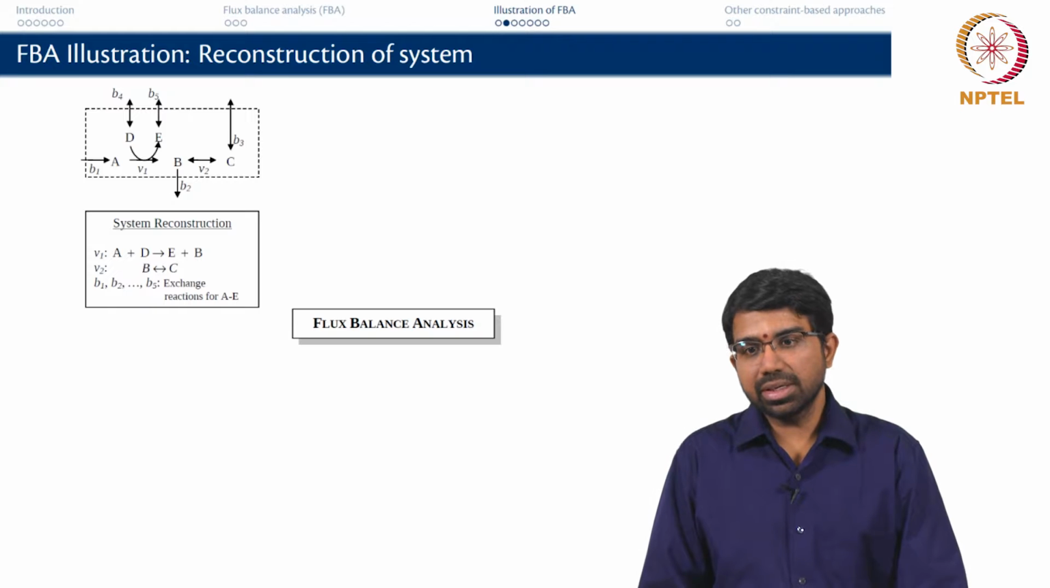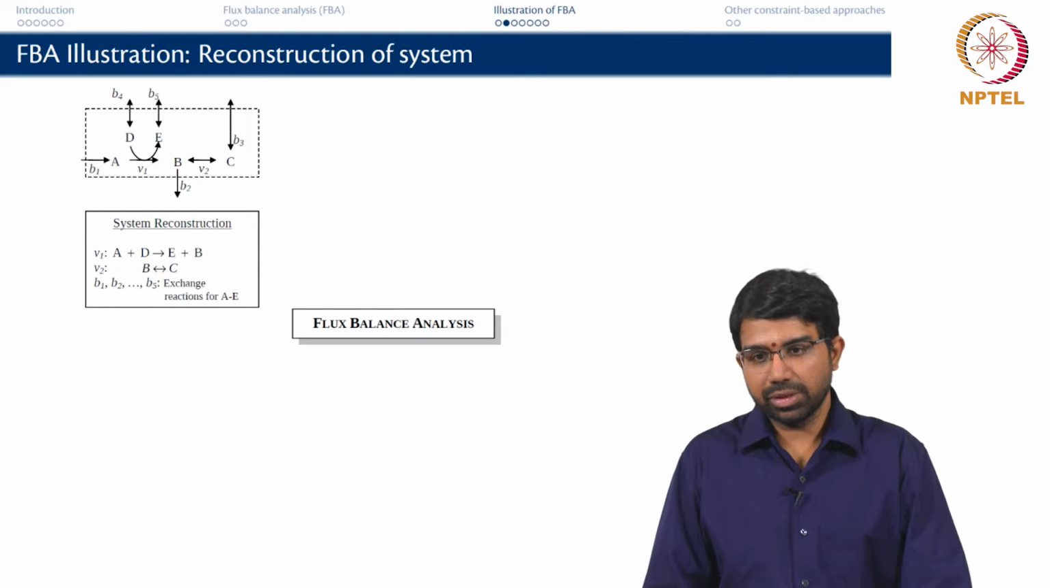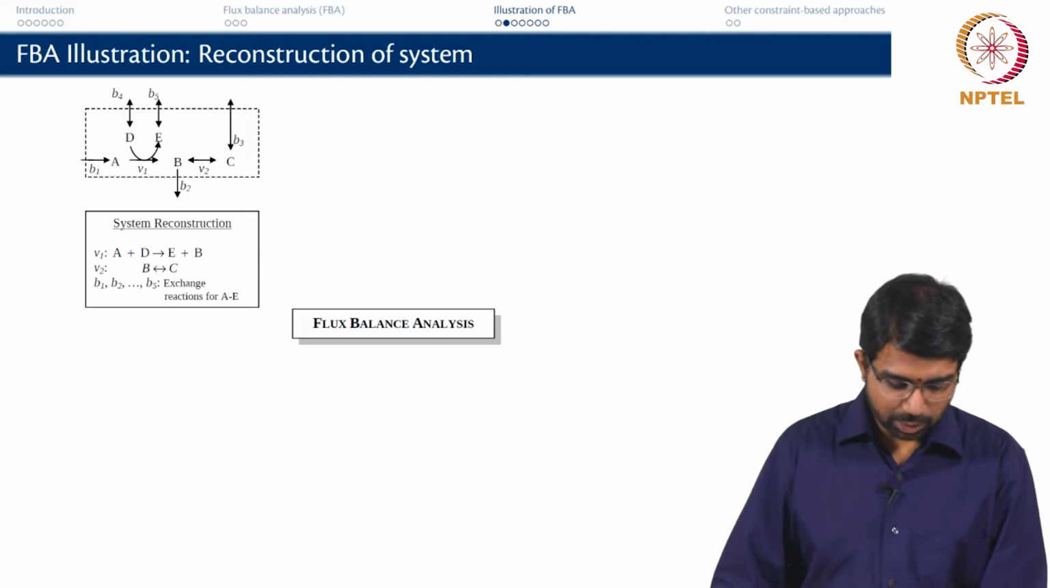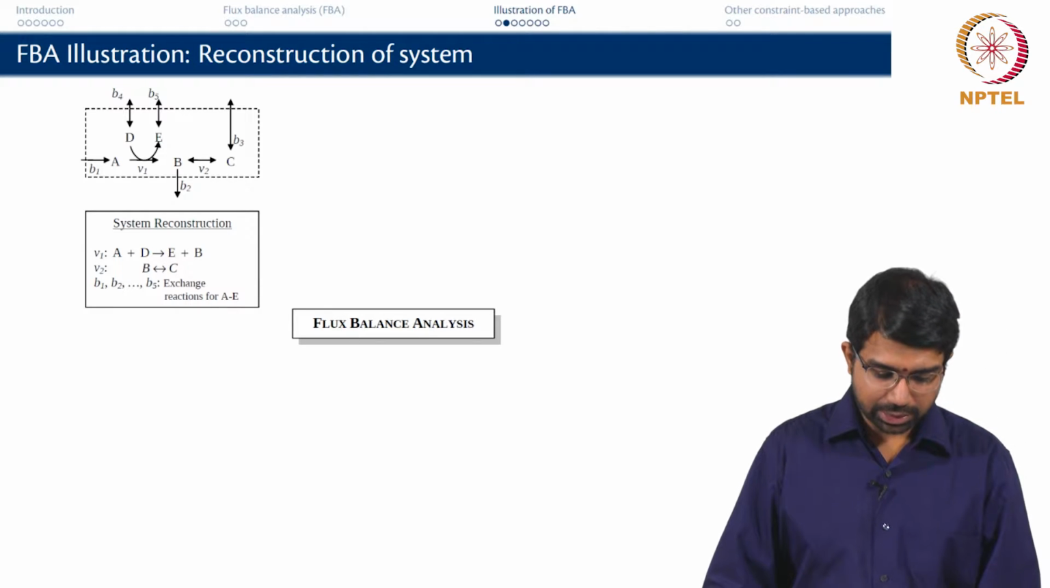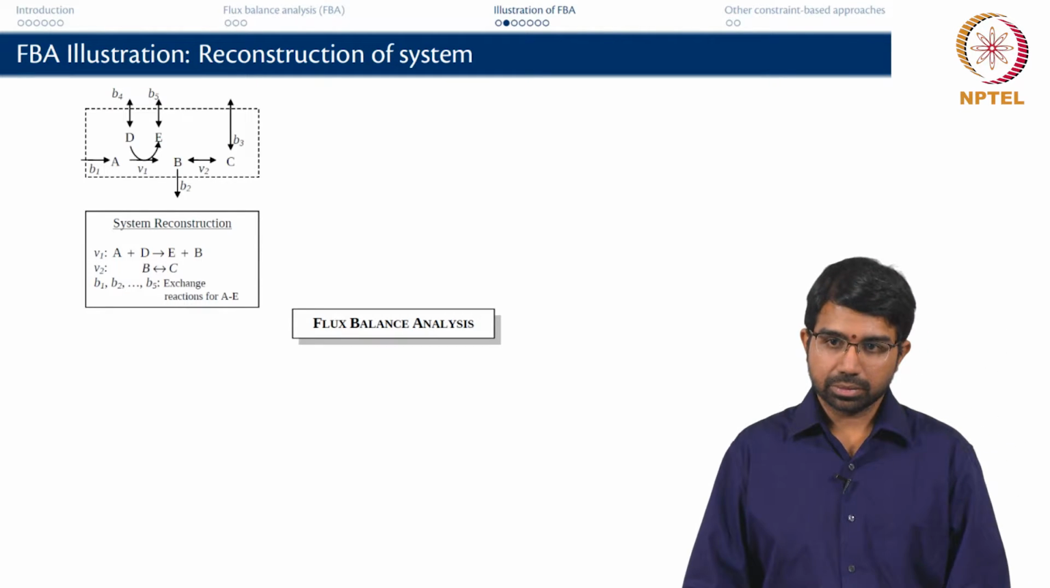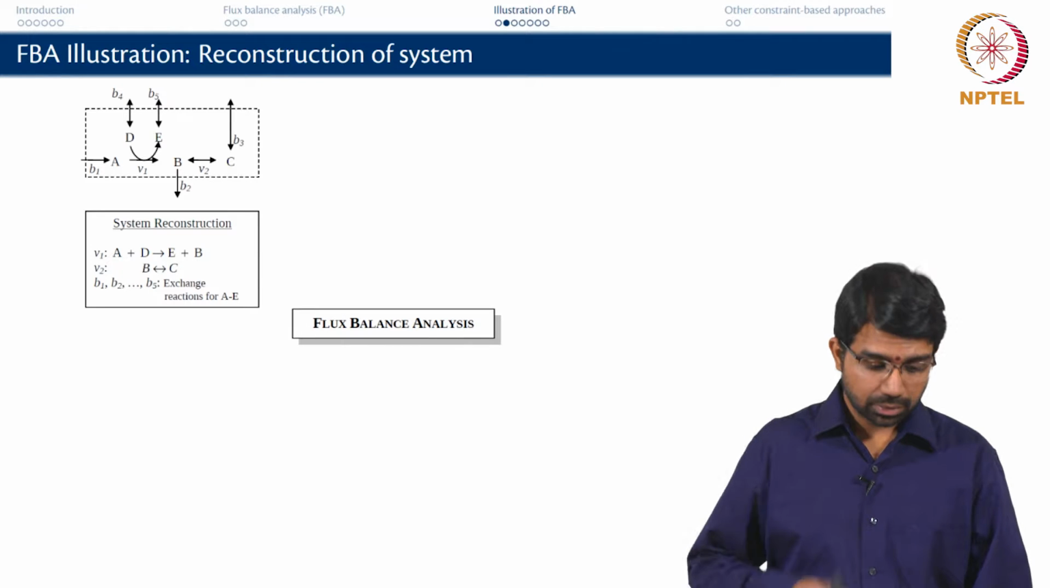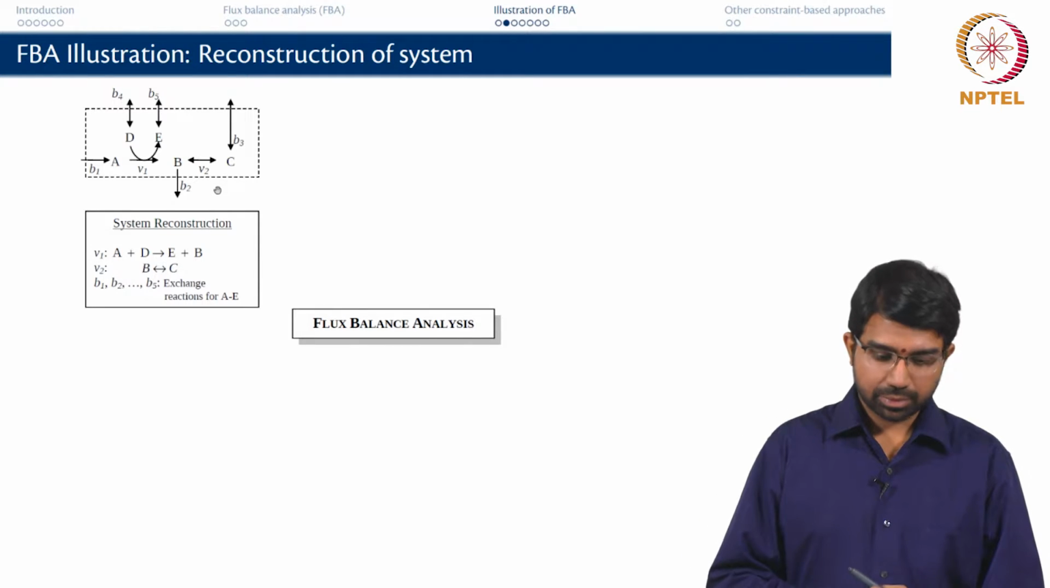So, dx by dt equals S into v. What is your stoichiometric matrix? What is going to be the size of your stoichiometric matrix? M cross R here. What is M and what is R? M is 5.